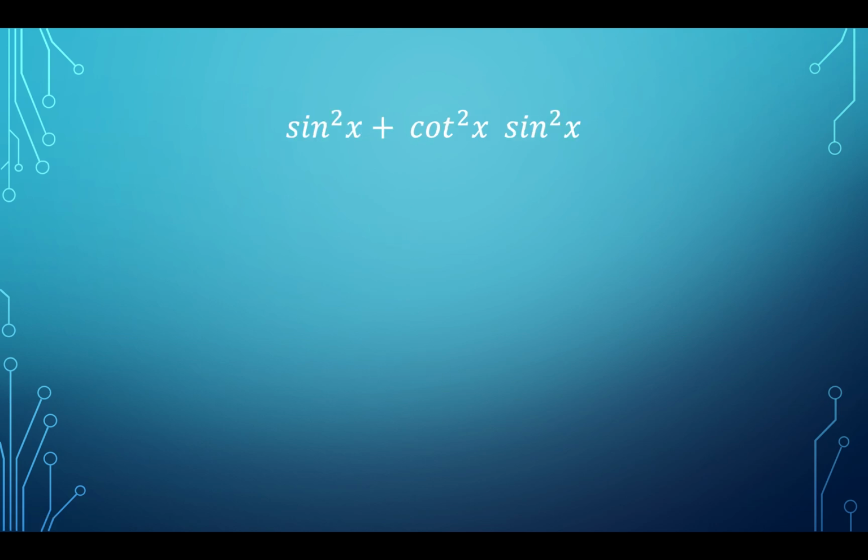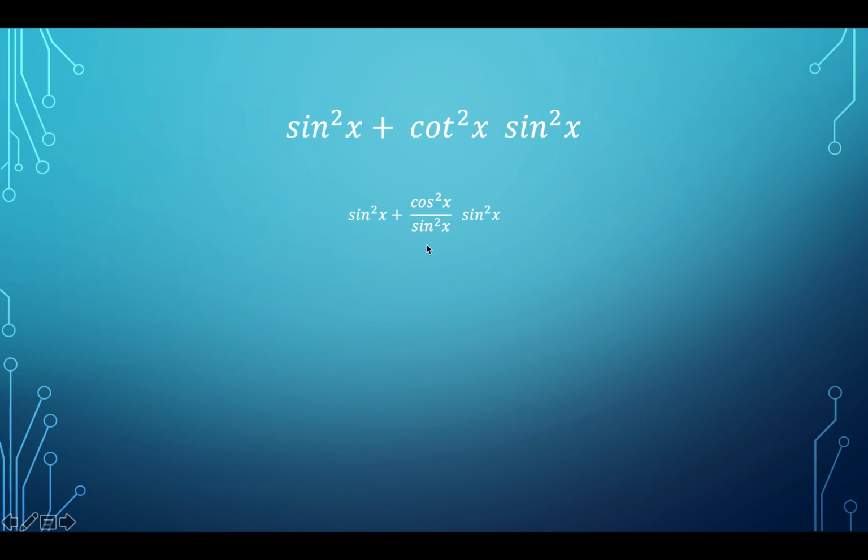Now let's try this one. Sine squared x plus cotan squared x times sine squared x. First thing, don't go ahead and simplify sine squared x. Just keep it there. So sine squared x plus, we can replace cotan squared x, and that becomes cos squared x over sine squared x. And then we just bring down this sine squared x.